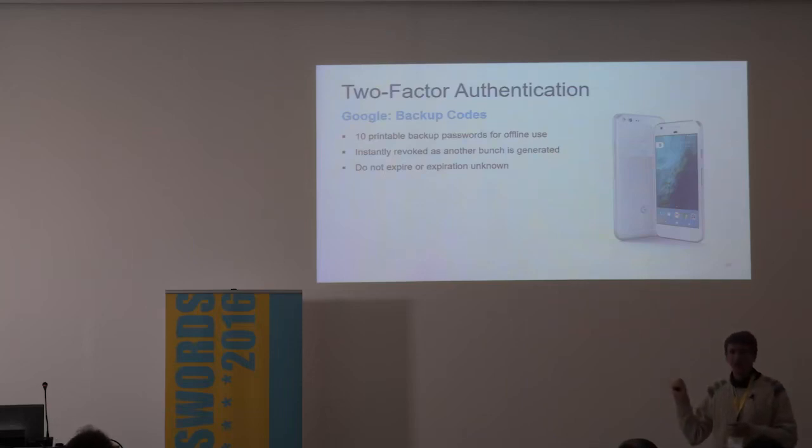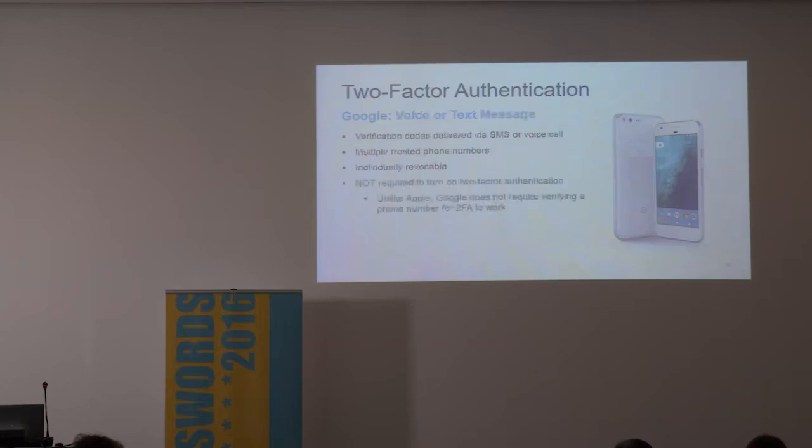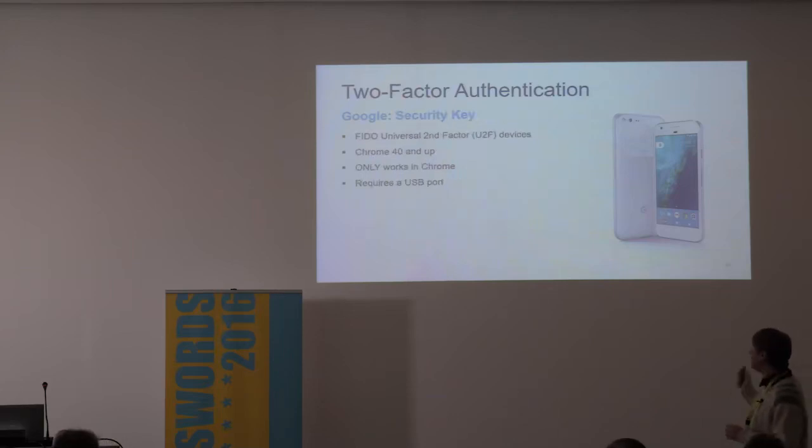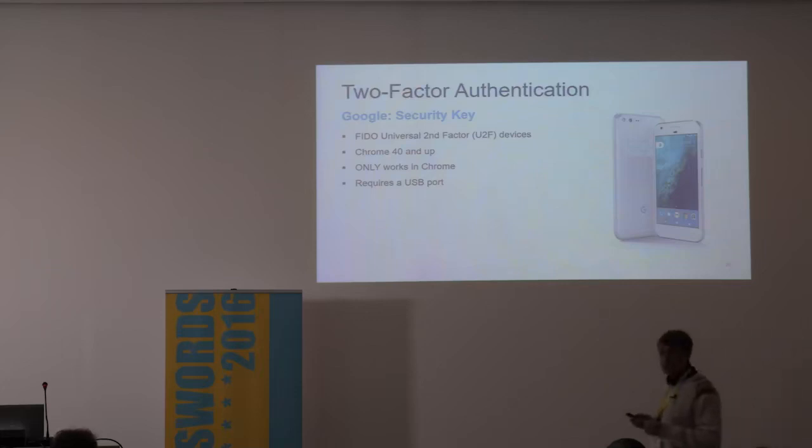Unfortunately, Apple does not offer you this option here. Google does. They do not expire, by the way. These printable backup codes do not have a set expiration date, so you can use them a year later. You can revoke all of them or the rest of them at any time by printing another set of 10 codes. You can also use a SIM card or a phone call for authentication. However, unlike Apple, you do not have to do that. It's optional. Finally, you can use FIDO Universal Second Factor U2F devices for two-factor authentication in Google Chrome. OK, so 5 more minutes.